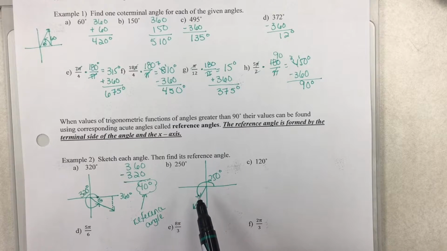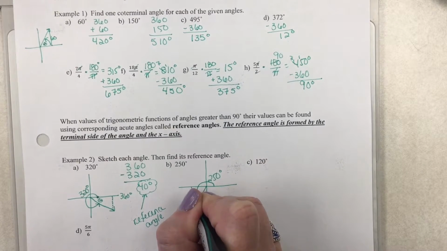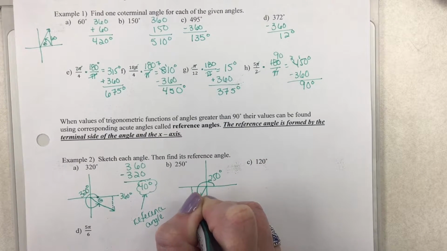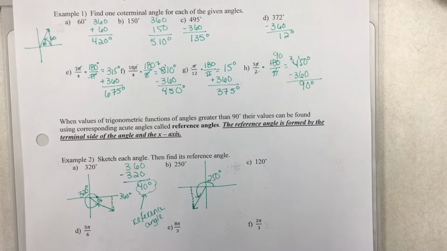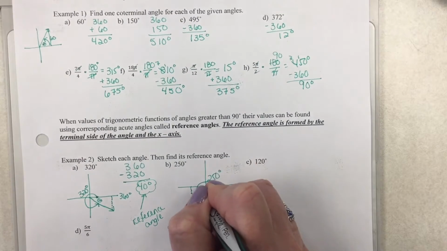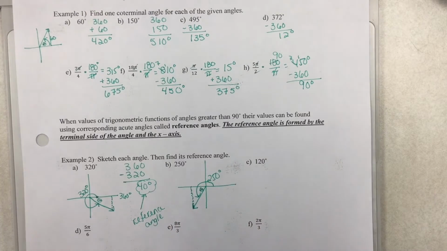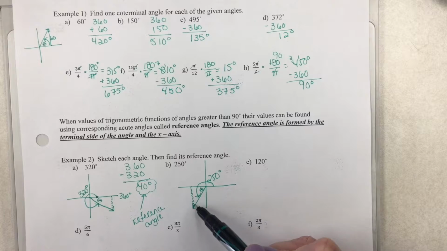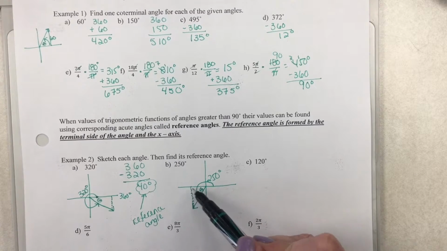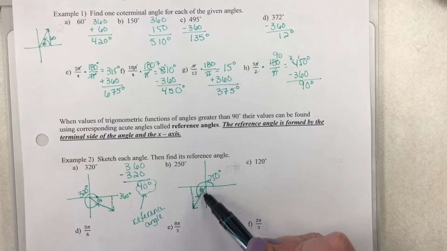Now I'm going to draw in a vertical line going up to the corresponding x-axis. It is always drawn to the x-axis, never over to the y, always the x, because I want to find that angle right there. I want to find the angle that's created from the terminal side to the x-axis. Terminal side to x-axis.